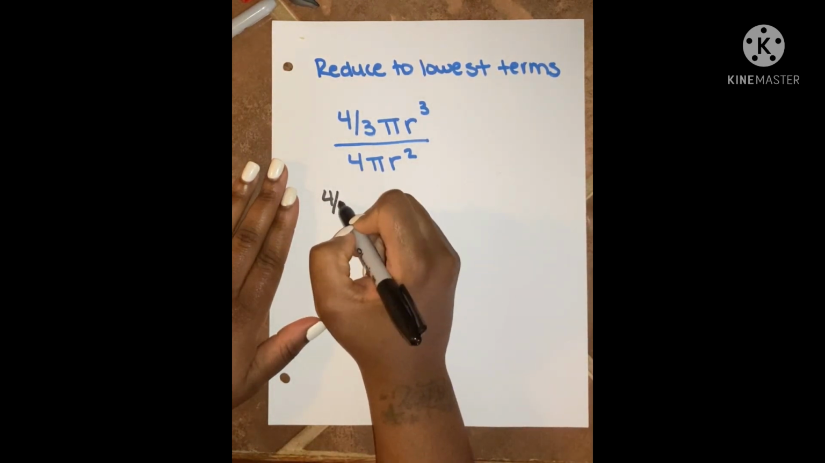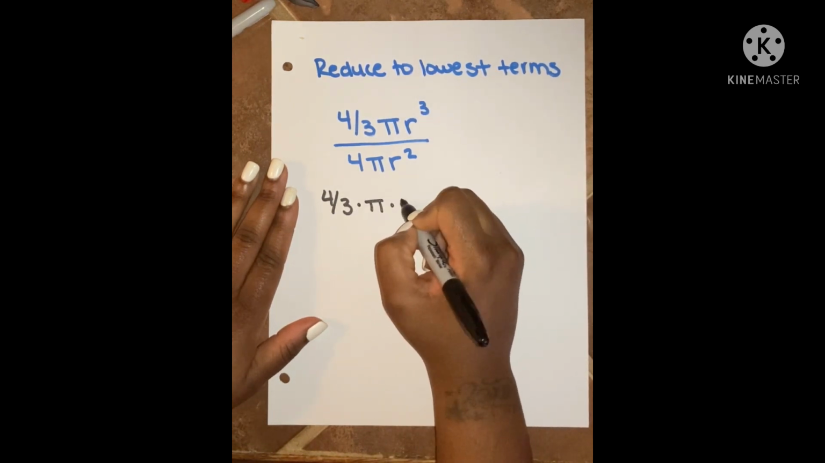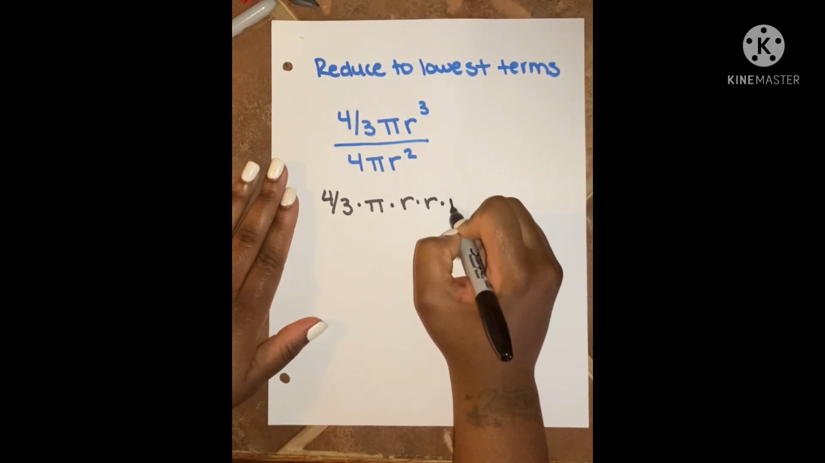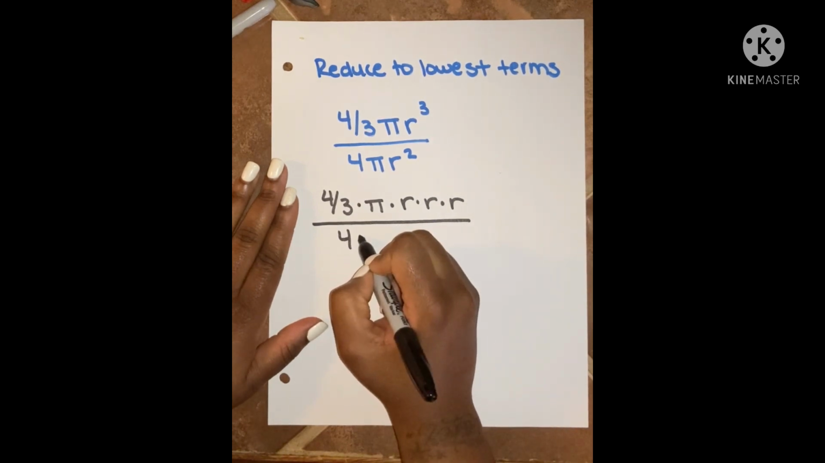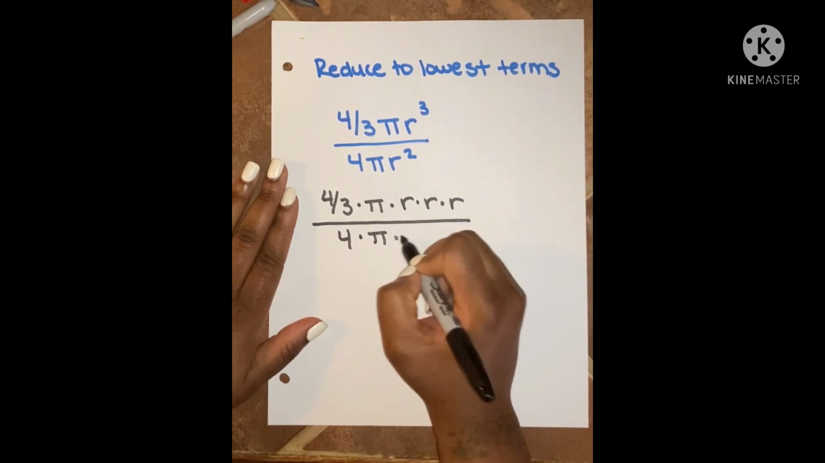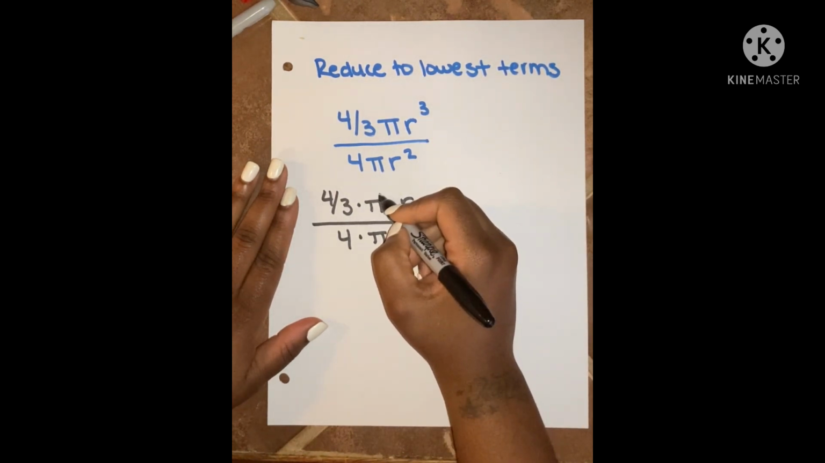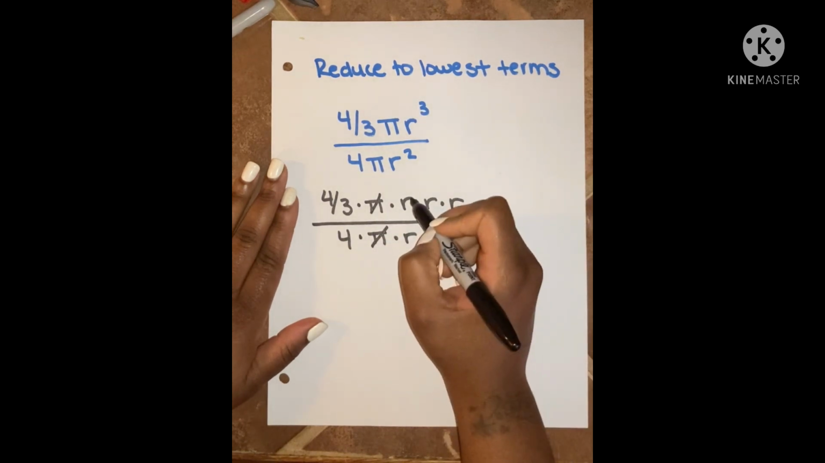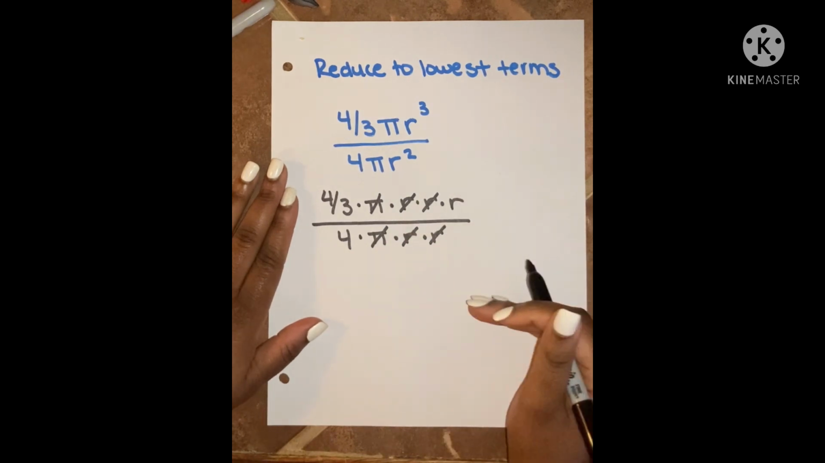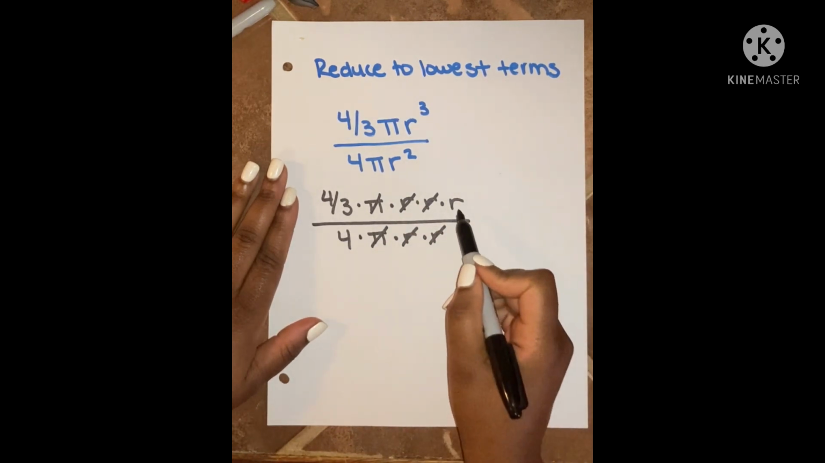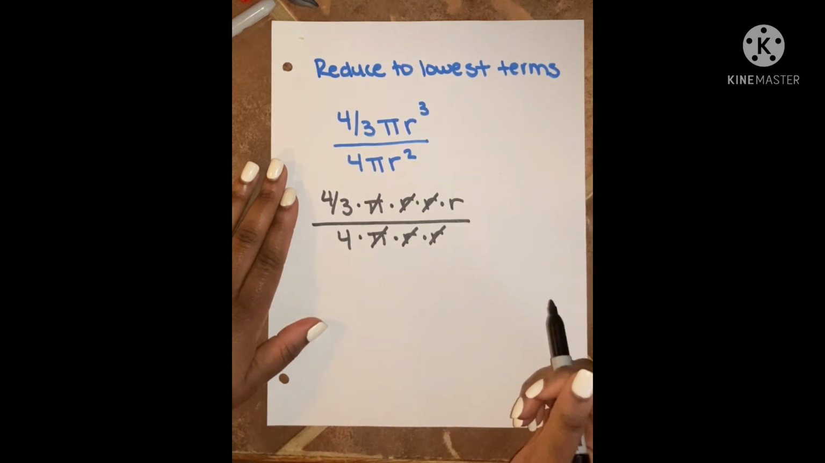So we have our 4 over 3 times pi times r times r times r, divided by 4 times pi times r times r. So we see now that we have this pi cancel, these r's cancel, and those r's cancel. So we cancel out in pairs. And because we cancel in pairs, we see that we have one r that's left here and nothing's left under the bottom to cancel. So we have to leave that there.